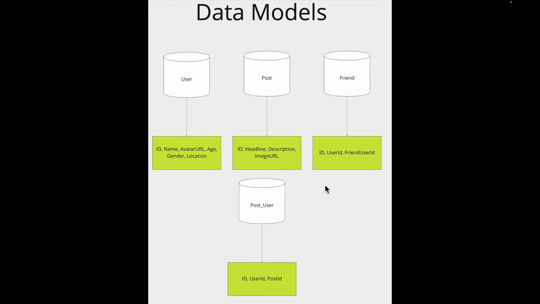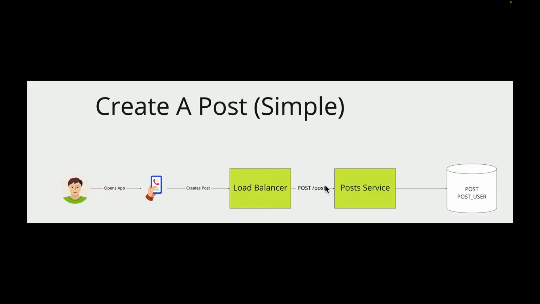But in our case, to keep things simple, we're going to start off with some basic relational tables. All right, so now that we have an idea about all the different database tables that we have, let's think about an end-to-end flow of what happens when a user creates a post. We're going to keep things simple and then gradually add things on top of it.